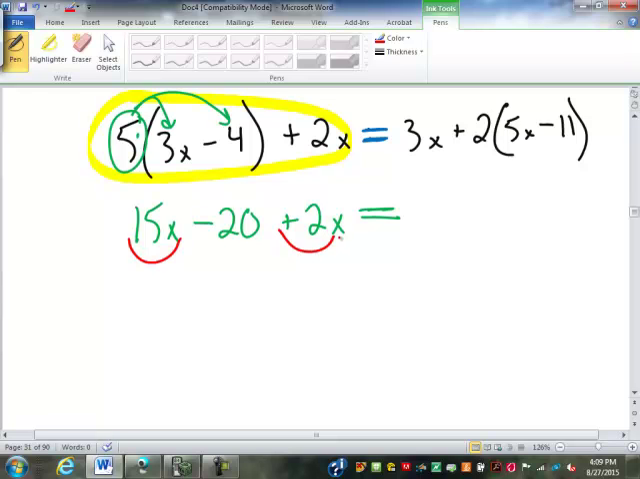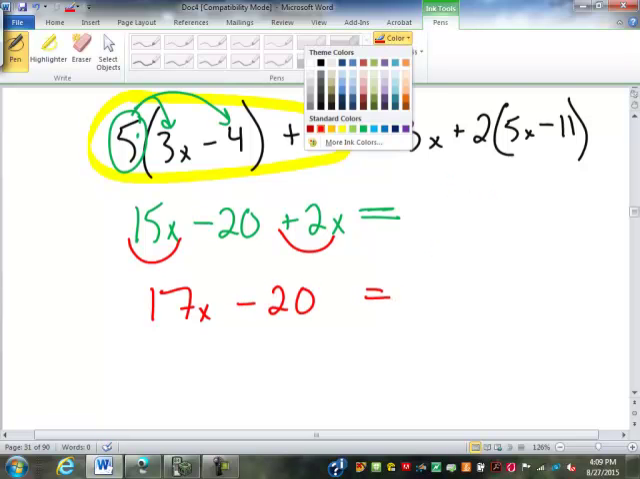Perfect. 15x and 2x make 17x. And we still have the negative 20. Now we can move over to the other side. What are we going to do first there?